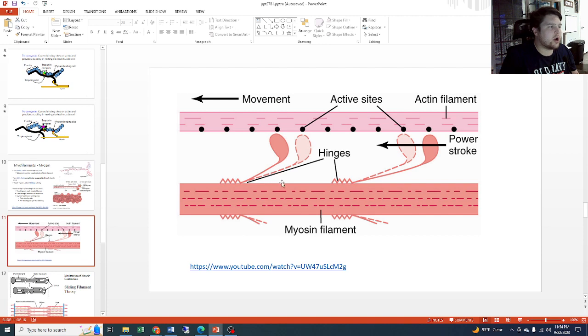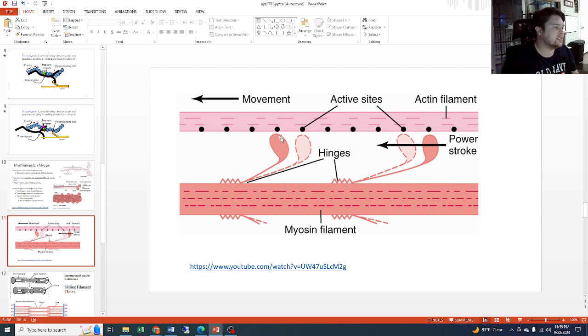As part of this process, this right here is our starting position. It's going to quickly bind, and then it's actually going to pull the actin filament along. So the myosin head binds and then pulls. And that's called our power stroke when that occurs.